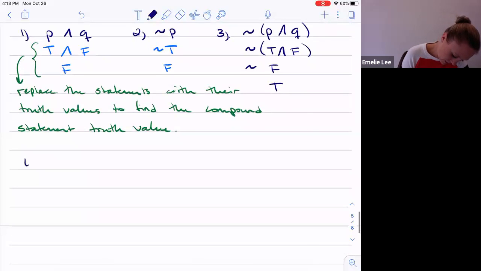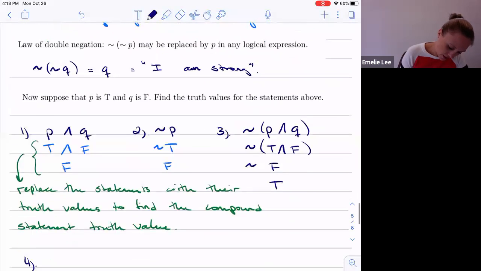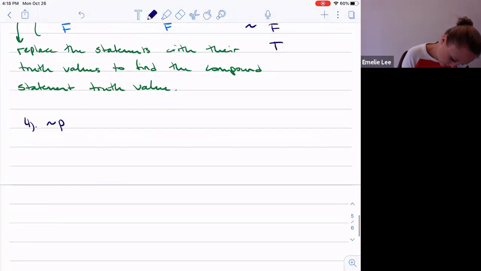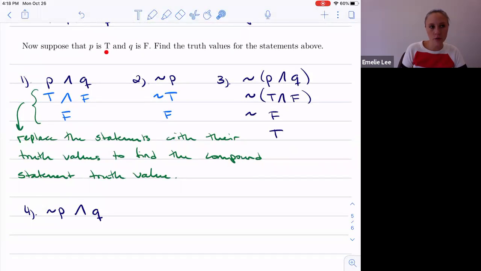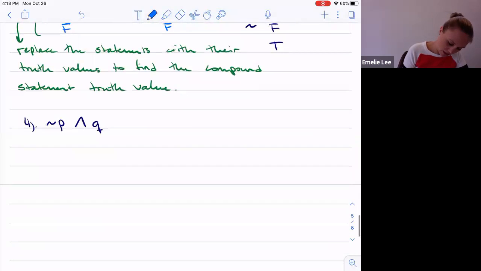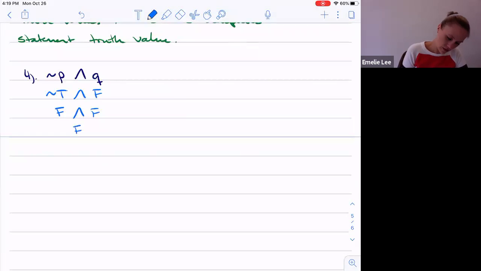The fourth one was not P and Q. So P is still true, Q is still false. If I plug these in, not true and false, that's false and false, which makes false.